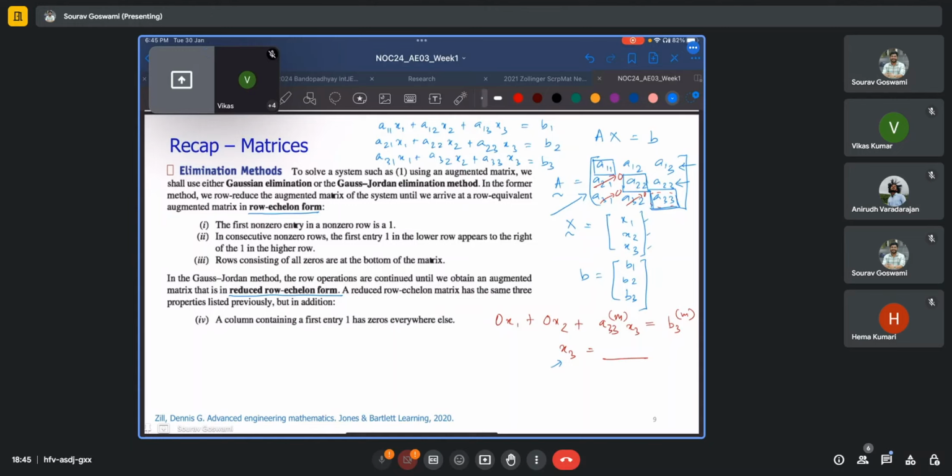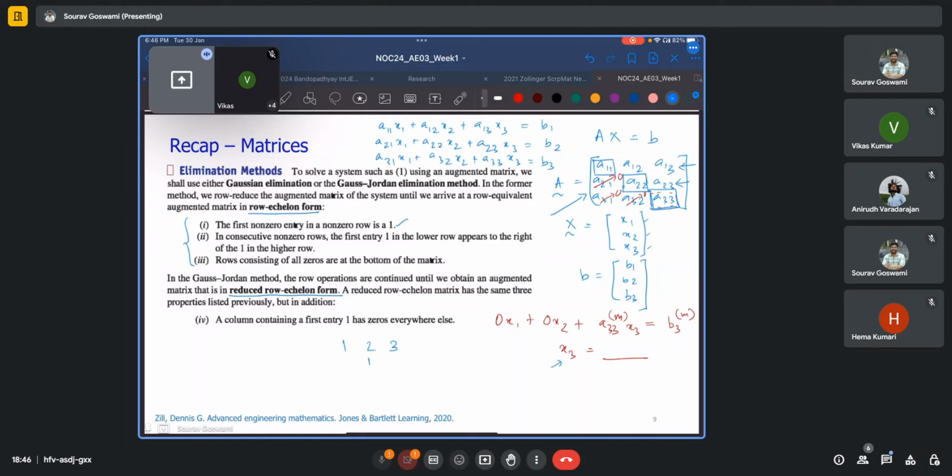So for obtaining the row echelon form by Gaussian elimination, we row reduce the augmented matrix and perform row operations till the row echelon form is obtained. The form is characterized by these three features. First, the first non-zero entry in a non-zero row is 1. Second, in consecutive non-zero rows, the first entry 1 in the lower row appears to the right of the 1 in the higher row. So if your first row looks something like this, your second row should have the 1 here.